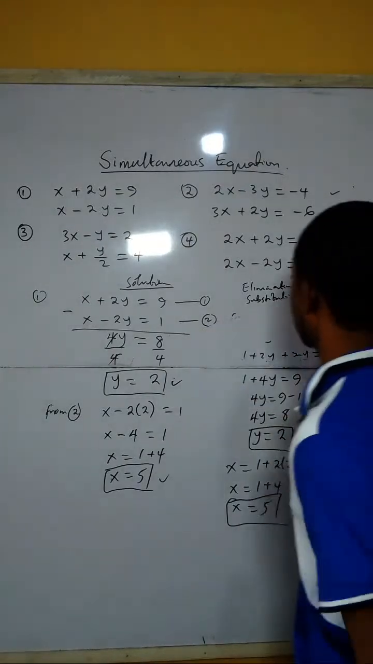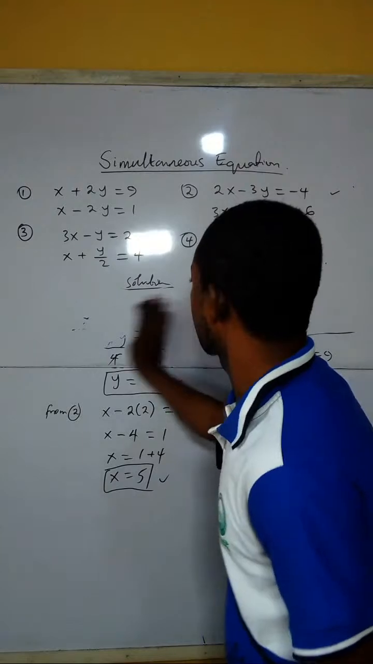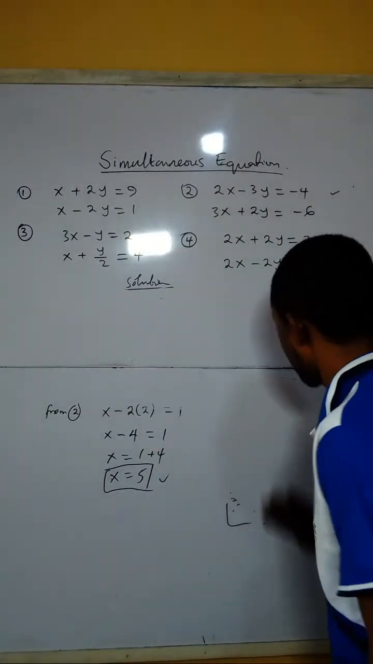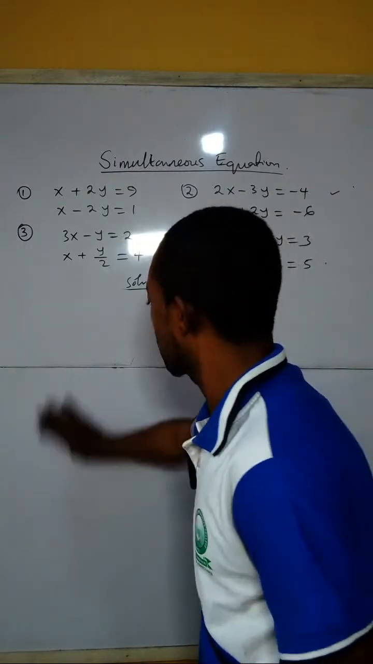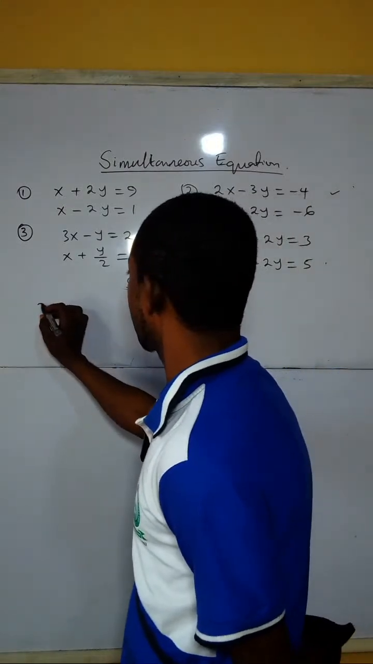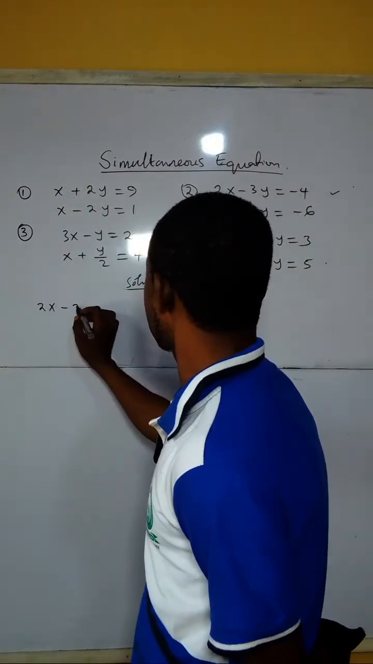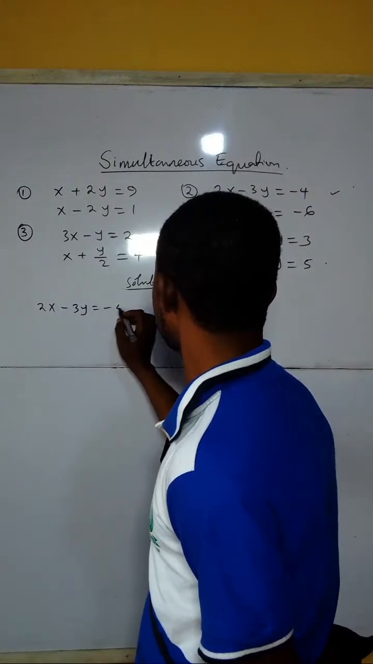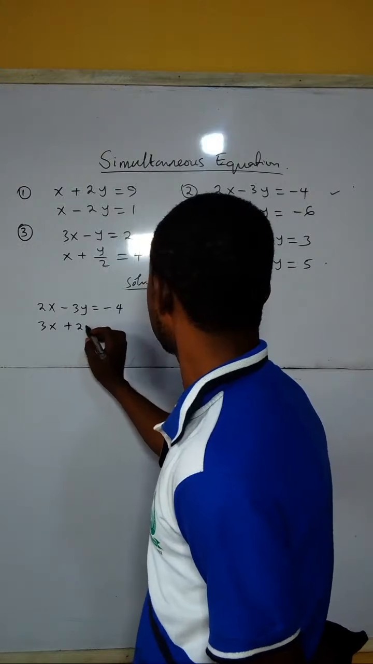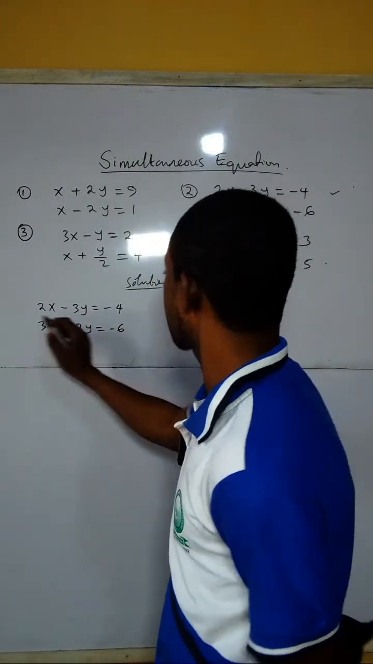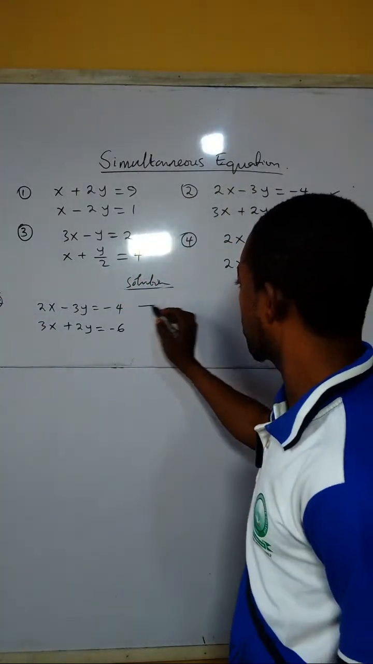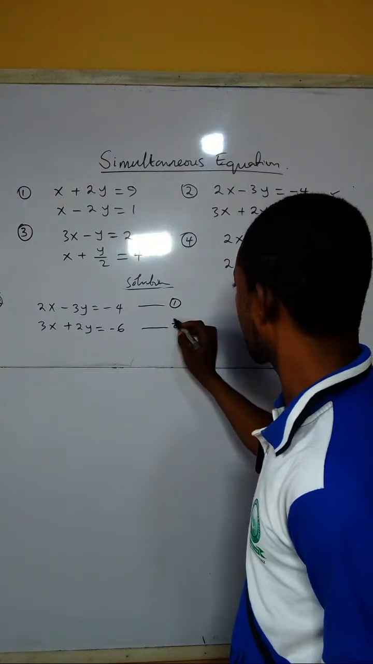And what we have next, we have 2x minus 3y equals minus 4. Then we have 3x plus 2y equals minus 6. That's the number 2 question. Then we can call this equation 1 and this equation 2.